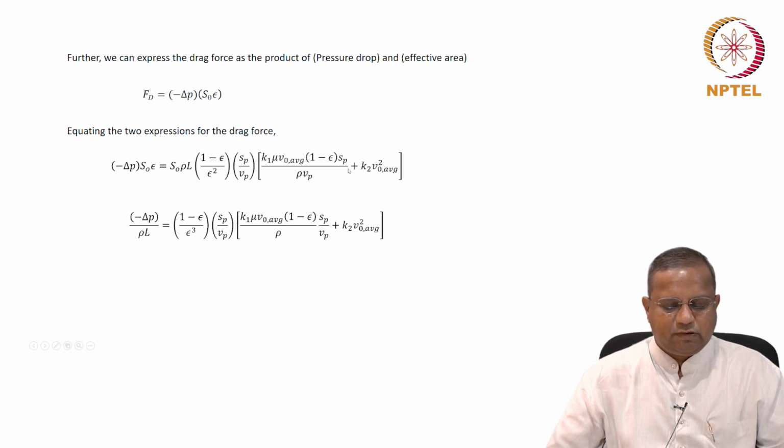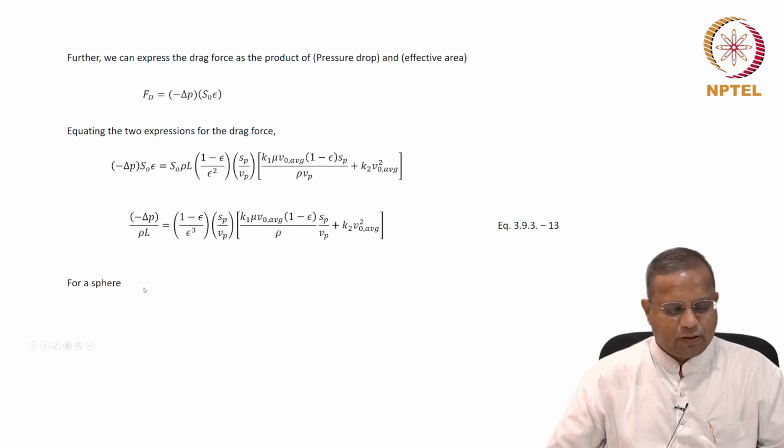So I'm just simplifying this expression, getting in terms of minus delta P by rho L on this side, and I put in a rho here. So this S naught will certainly cancel. This rho L I've brought to the other side. So you have 1 minus epsilon by epsilon cubed. That epsilon I brought down here. So epsilon cubed SP by Vp, and this term is the same.